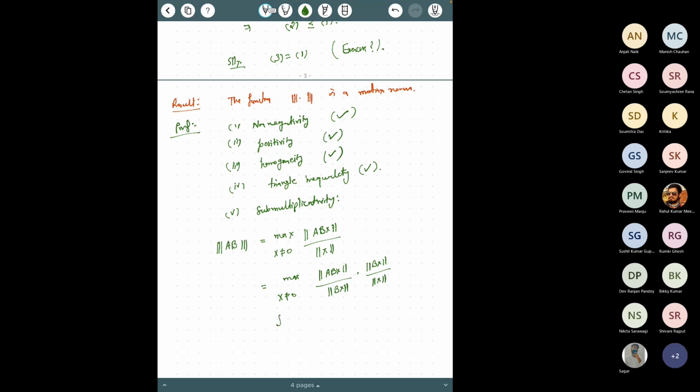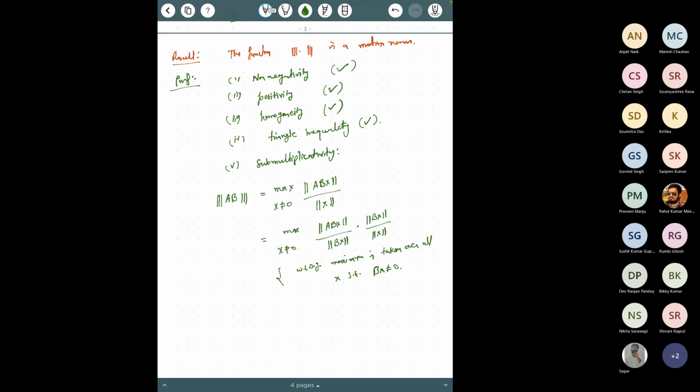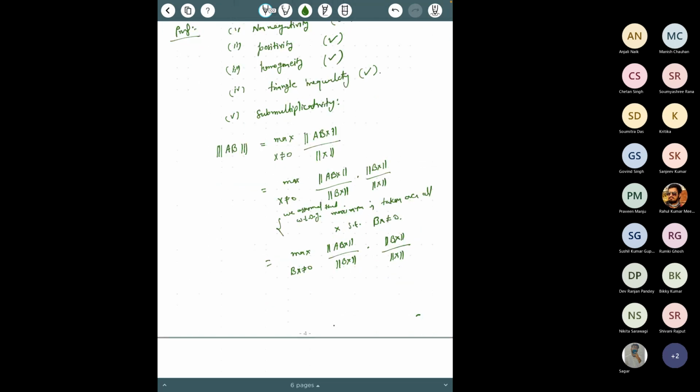Why is this true? Because without loss of generality, we can assume that the maximum is taken over all x such that Bx is not equal to 0. Since Bx is not equal to 0, you can write it in this way also: maximum over all x such that x is not in the null space of B, and then ABx divided by norm of Bx, right? But then you can do it in this way now.